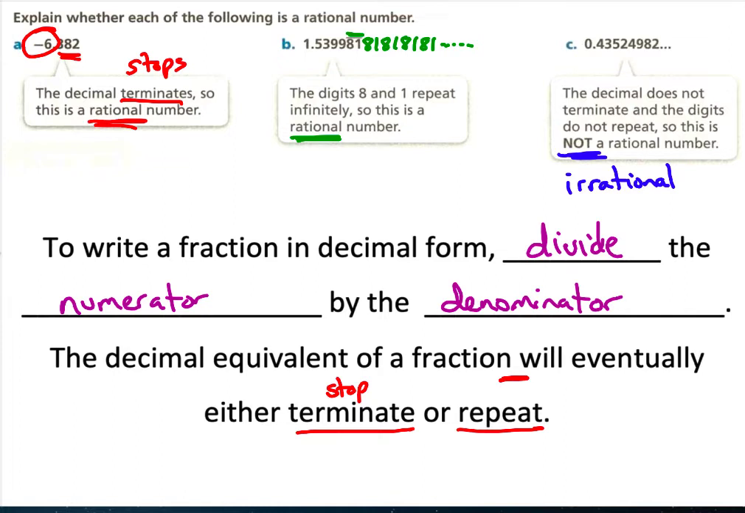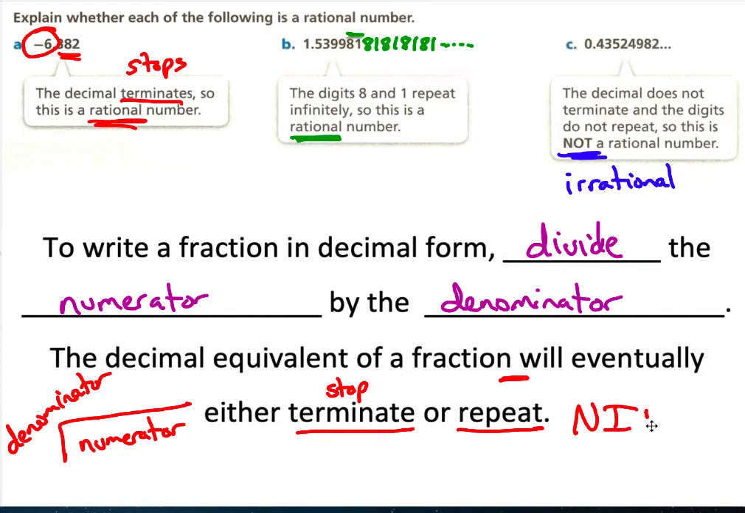So when we set up our division problem, the numerator goes on the inside. So the first number goes on the inside. The denominator is what's going to go on the outside. Okay? So numerator inside, denominator outside. Numerator inside, denominator outside. It's just a little handy reminder on how to set these problems up.